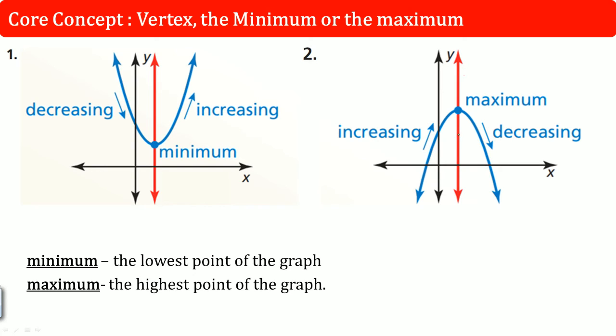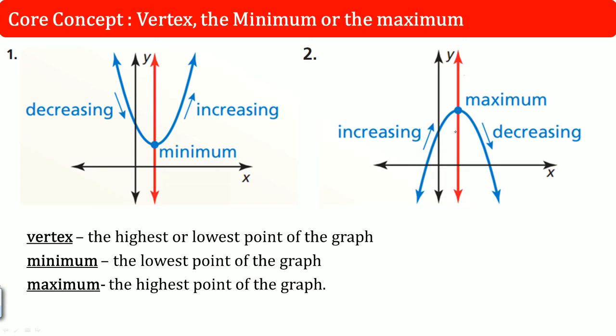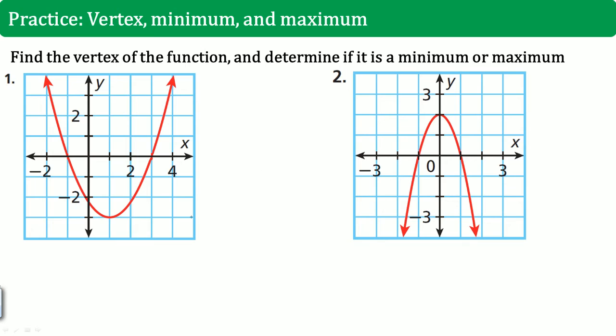The minimum and maximum is also called the vertex. So the vertex of a quadratic here is either the highest or the lowest point of the graph. Because it is a parabola, there's only one vertex. Okay? Because it's a parabola or a quadratic equation, there's only one vertex. So you should already have 1 and 2. You've seen this before. All we're going to do now is find the vertex.